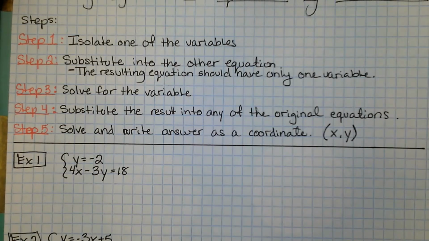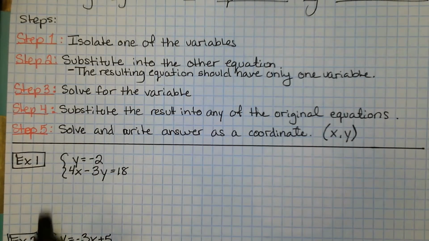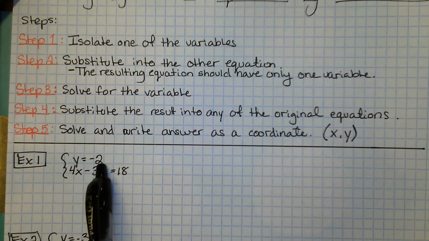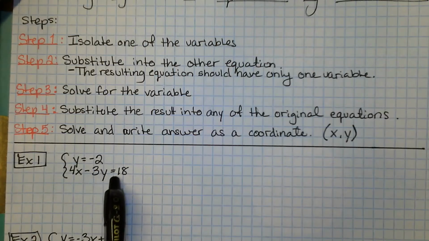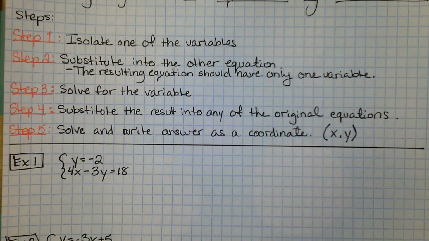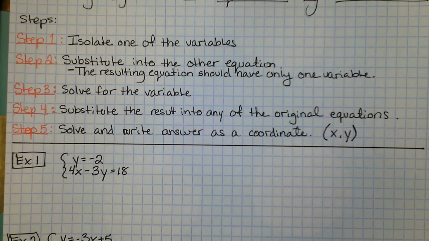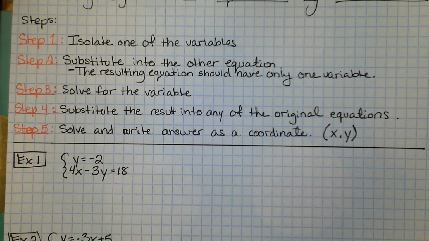So for example 1, our first equation is y equals -2. Second equation is 4x minus 3y equals 18. Now looking at our first equation, I see that it is y equals -2. So for this example, we already have an equation that has isolated one of the variables. So step 1 was already done for us. Now, step 2 says to substitute into the other equation.